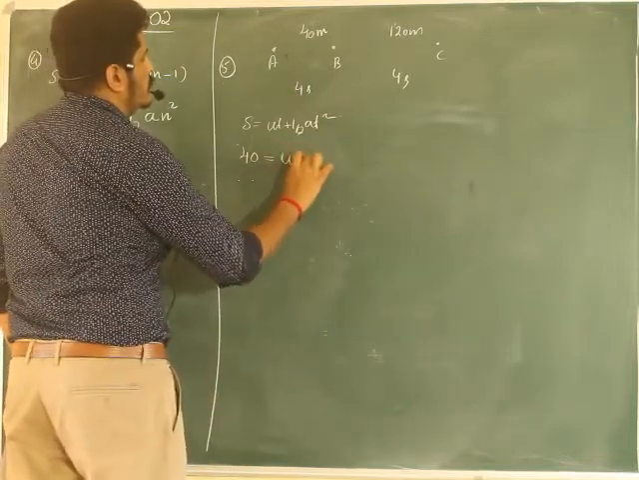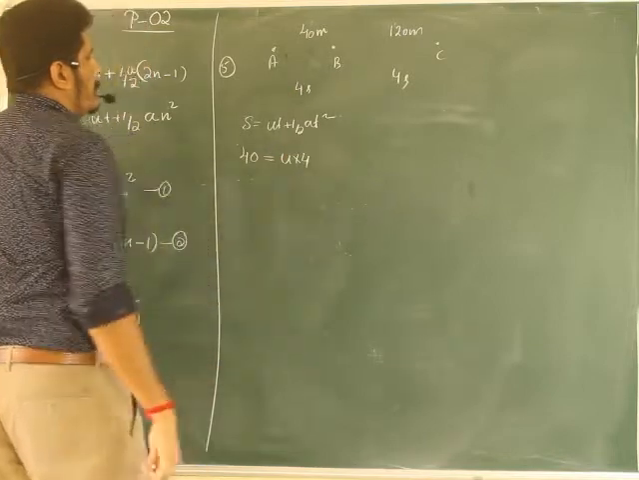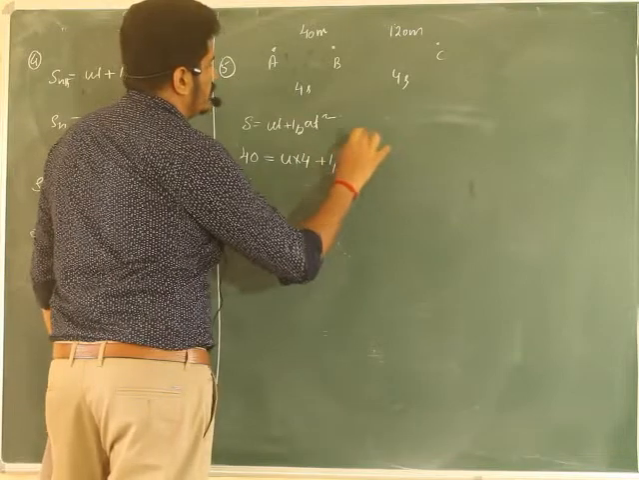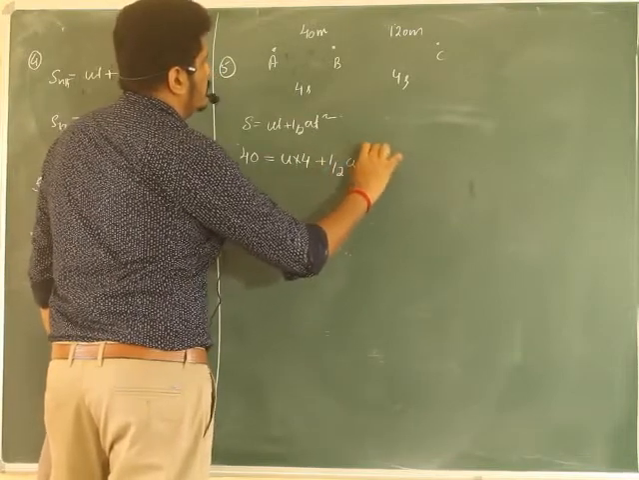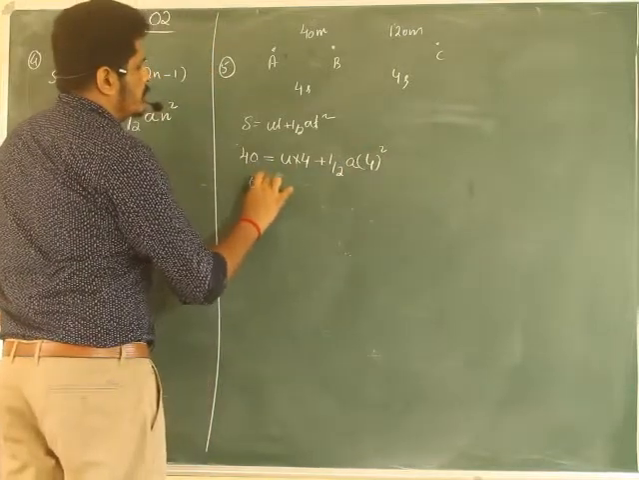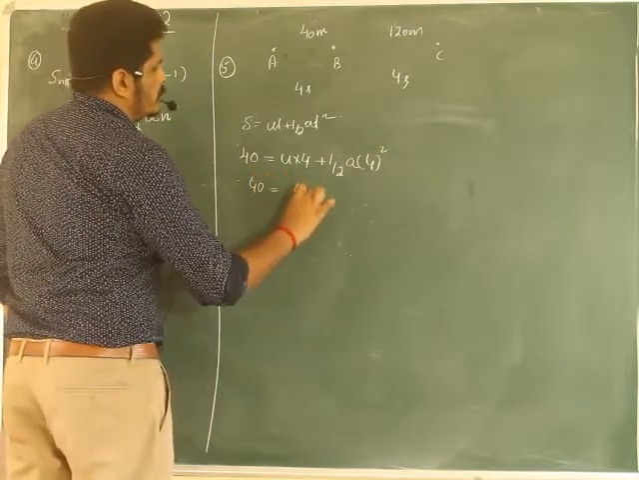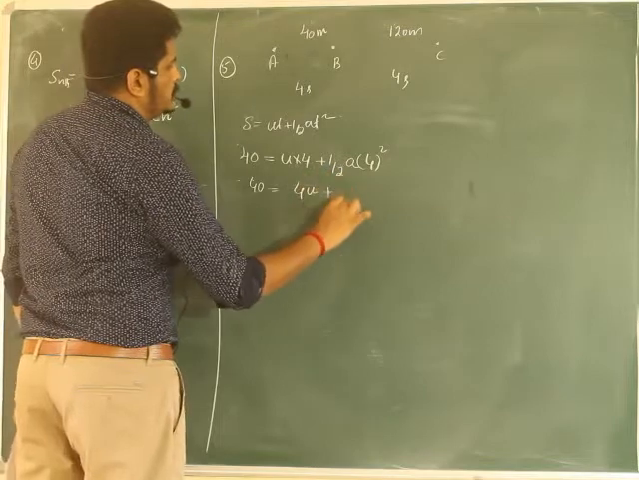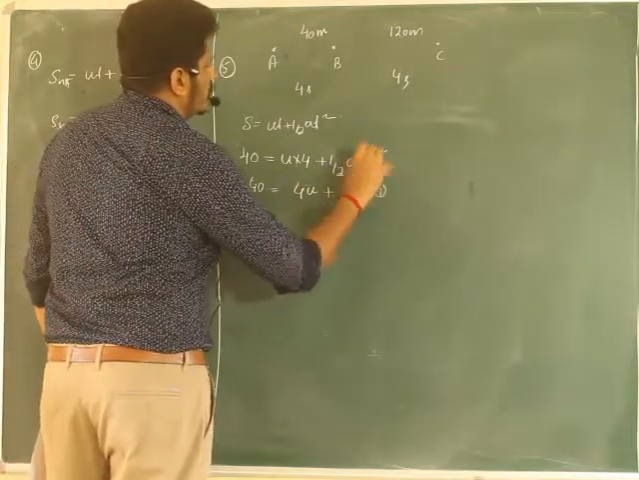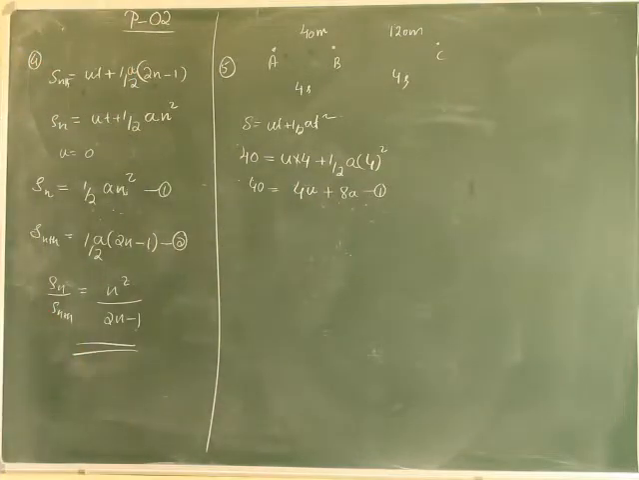So u into 4. Next, half into acceleration, do you know it? No. What is time taken? Yes, this is 4 square. So how can it be written now? 40 equal to 4u plus 8a. Equation number 1 I will take. From A to B, how much distance traveled, whatever equation is possible, I have done there.